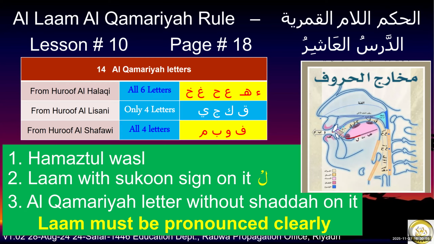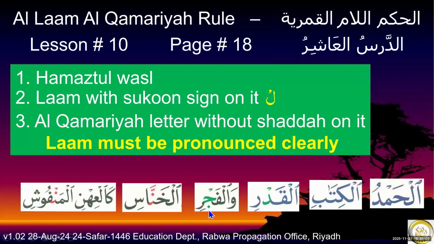If the Hamzatul Wasal is without a sign and the lam has sukun, then read the lam. That's all. So this one must be read, and in the case of Qamariya, the examples are here. Alhamdu: the Hamzatul Wasal must be given fatha, and the lam has a sukun sign, so the lam must be read. Al Kitabu: Hamzatul Wasal with the fatha, lam with sukun sign, so I am reading the lam.